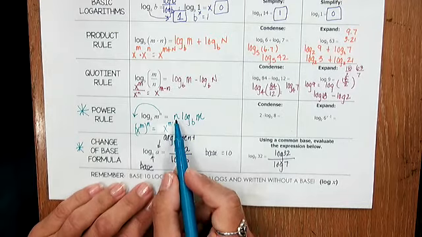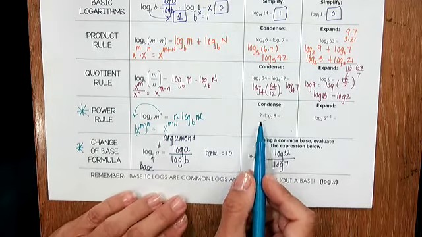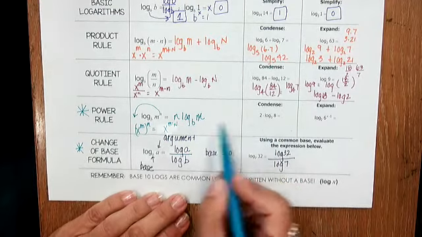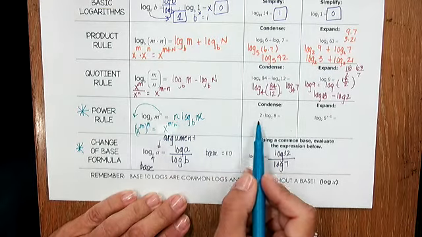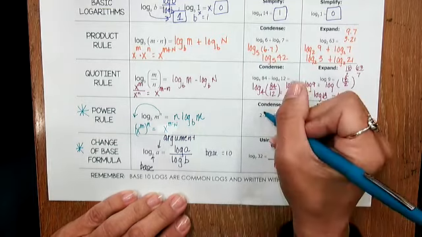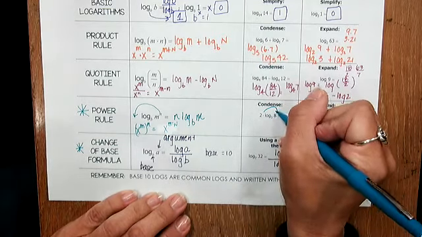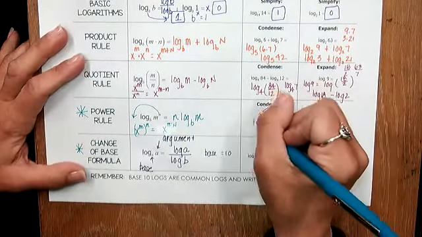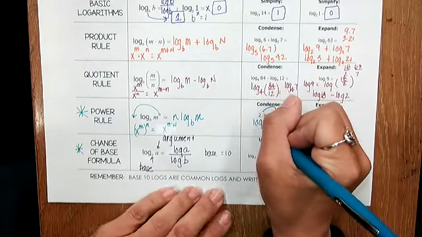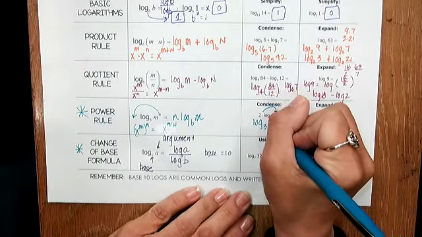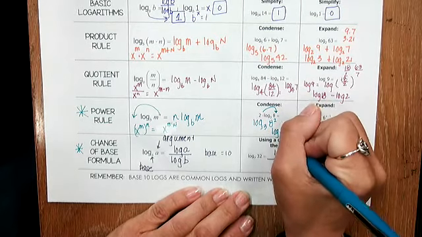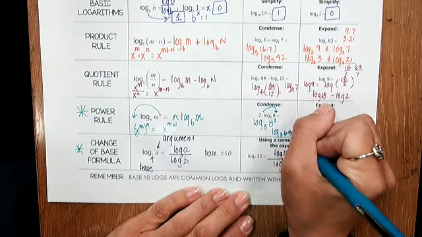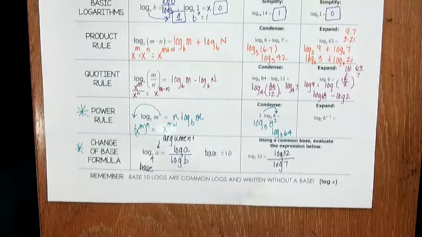It becomes a coefficient. So let's do the reverse. The n came down in front, so the 2 is in front. To go the opposite direction, I'm going to bring the 2 up. This becomes the log base 3 of 8 squared, which is the log base 3 of 64.